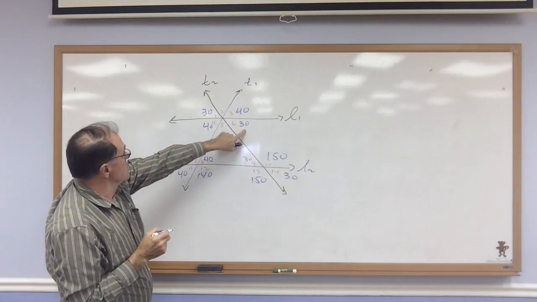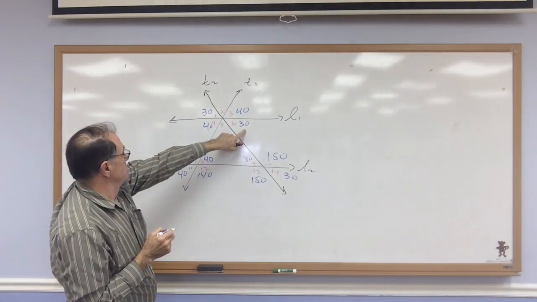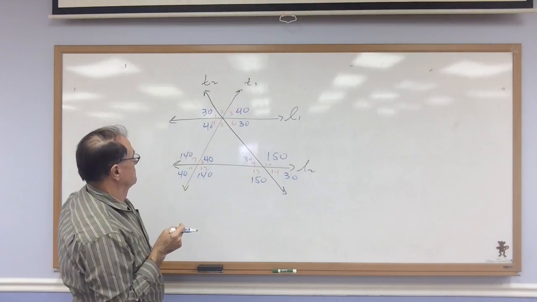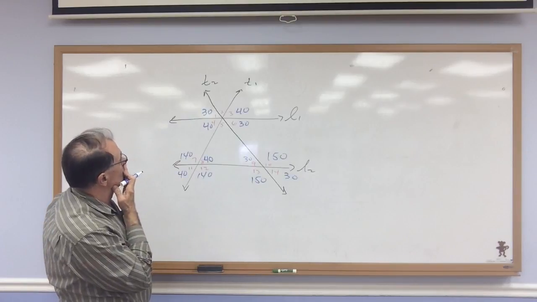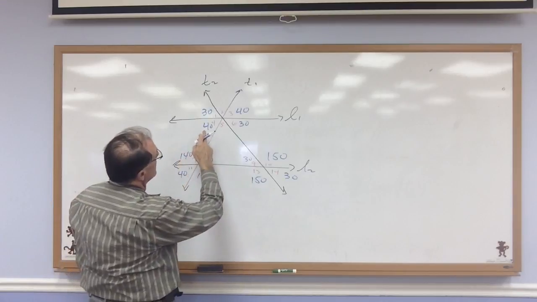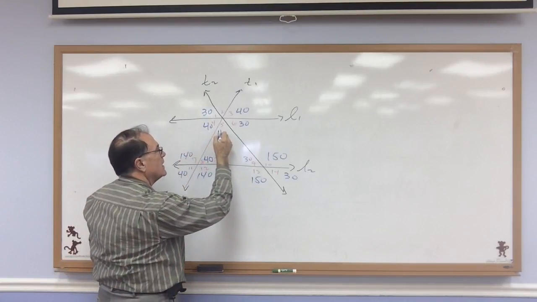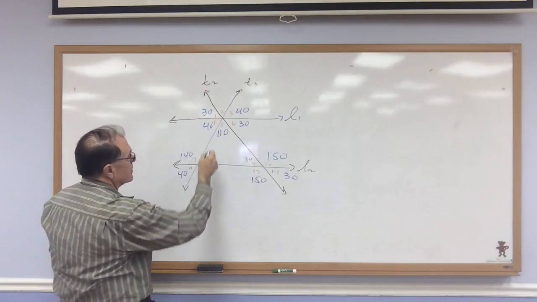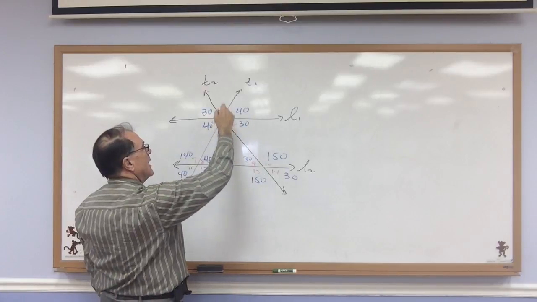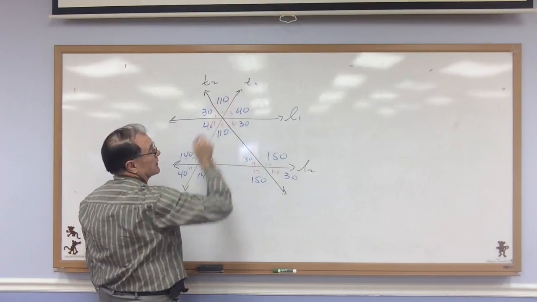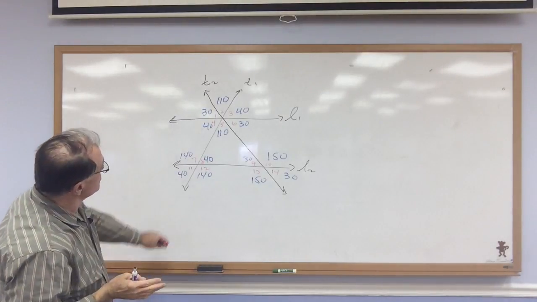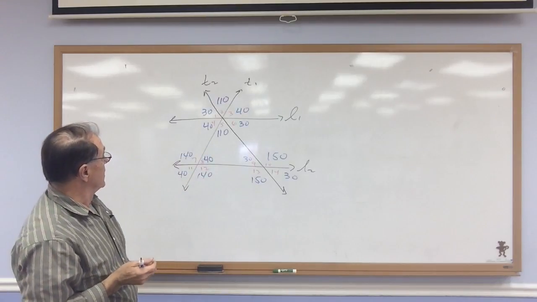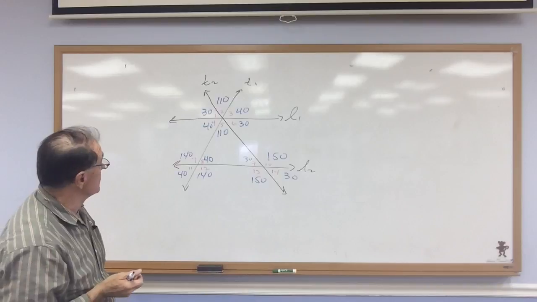Well, let's see, 40 plus 30 is 70. And 70 and 110 would add up to 180 because these three angles have to add up to 180, making this 110. Now, unfortunately, the diagram is not too well to scale to show that that's actually 110 degrees, but that's what it would be.